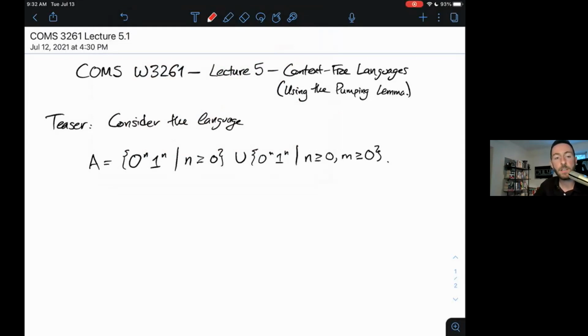So this is a language that's a union of two other languages. Sorry, this should be 0 to the n, 1 to the m. So the one language specifies our string of zeros and our string of ones has to be the same length. And we showed at the end of the last lecture that this language is non-regular. But is our whole language regular?